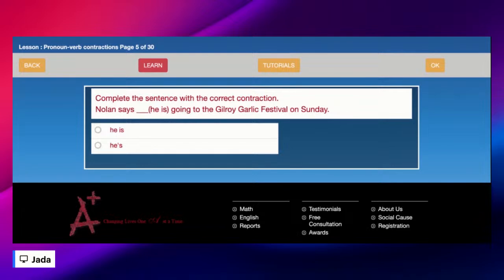Okay, so moving on to this other test here. Nolan says dash going to the Gilroy Garlic Festival on Sunday. So which one? Nolan says he is or he is. So which of them? I am telling you the answer. That's correct. I am going to school every day. So what is the answer? Option two. Okay, good job.